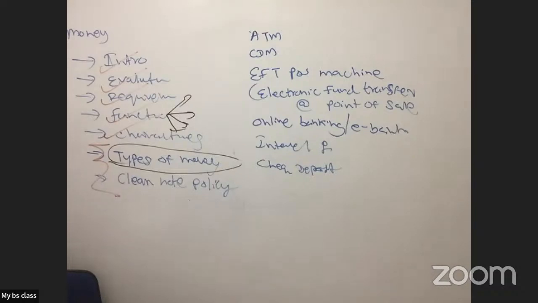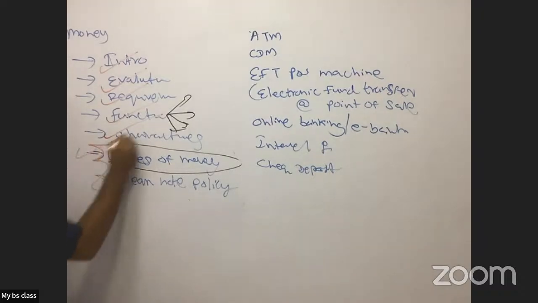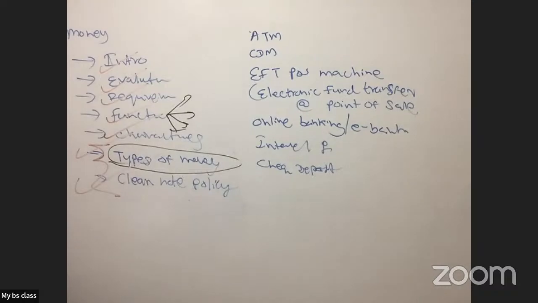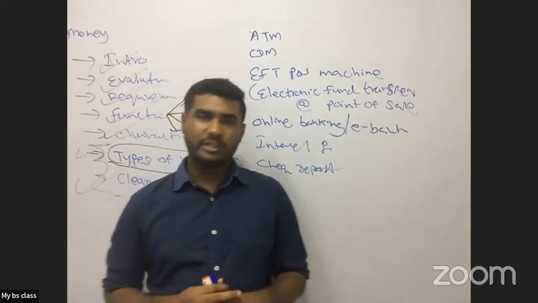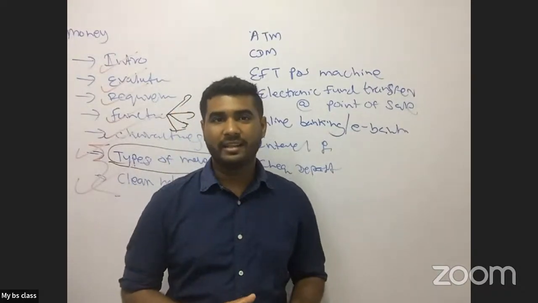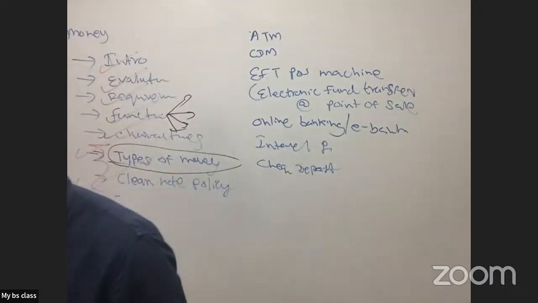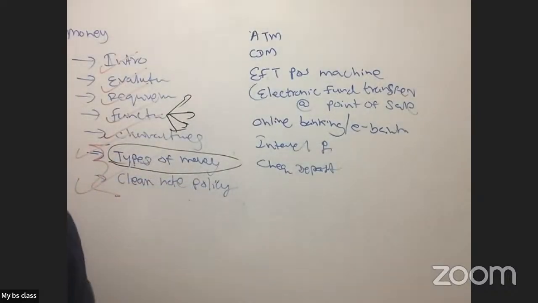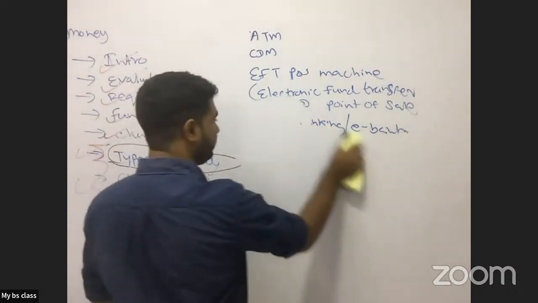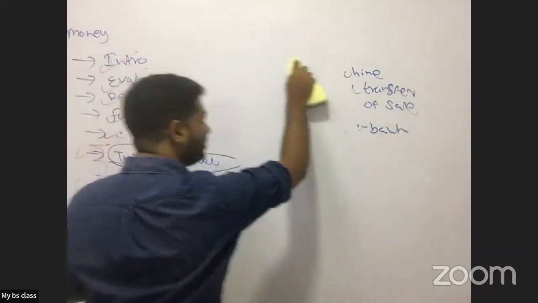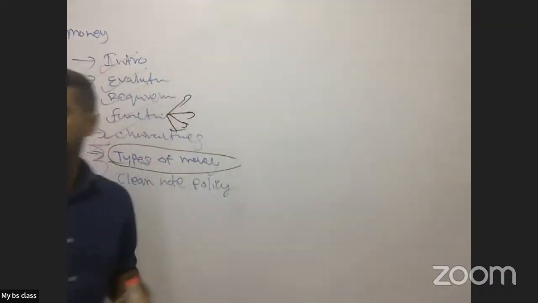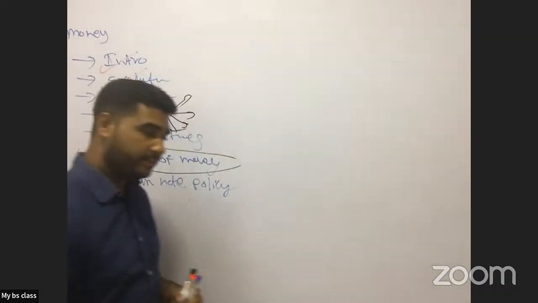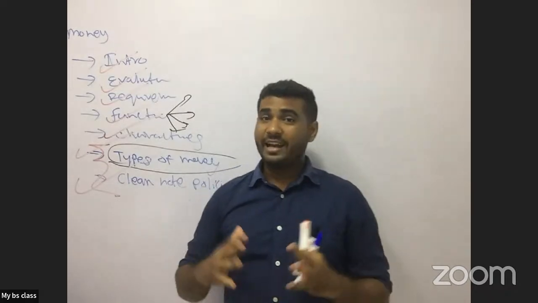So we have discussed the introduction, evaluation, requirements, functions, characteristics, types of money, and also the clean note policy. Then we can shift to the financial institutions part, right? Today I will give you a quick intro. So we study financial institutions as per the central bank classification.